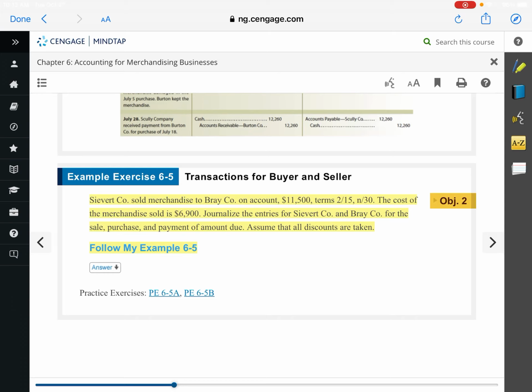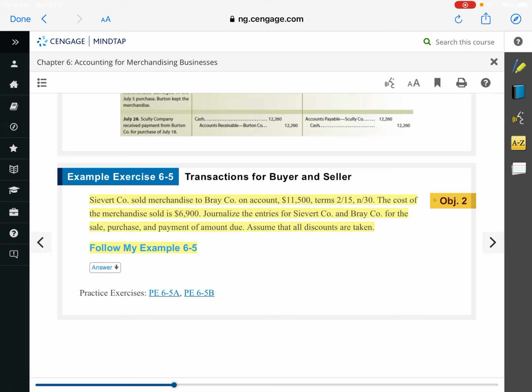11,270. Yeah, 11,270. So that's something that you have to be careful of, because it's real easy just to look and see, hey, 11.5, well, that's the amount that we bought. Well, in theory, it is, but we were offered a 2% discount, and we took it. So we wouldn't want to record 11.5 if we actually took the discount. All right, so we received a merchandise inventory of 11,270. How did we pay for it? All right, so how would we record that?